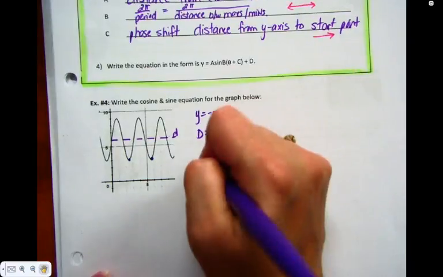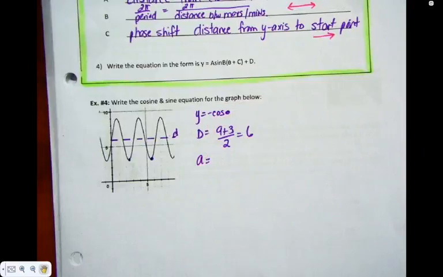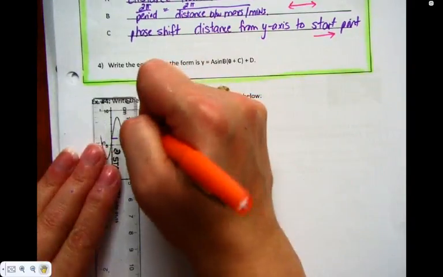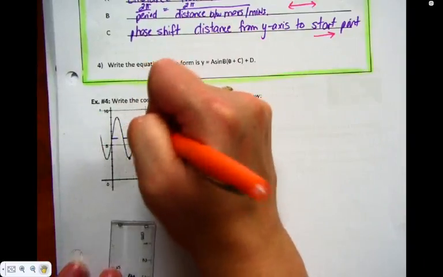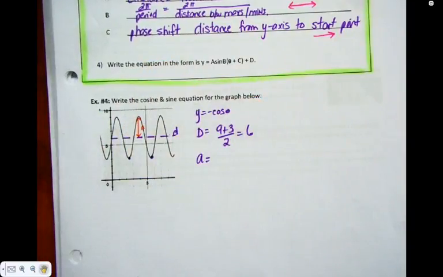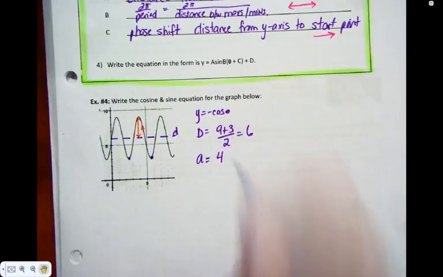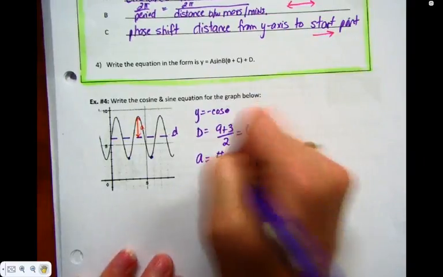I always do A next because A is linked to D. What is A? Well, it's the amplitude. What's the definition of amplitude? Center line to a max, center line to a min. Doesn't matter which one I do. I'm going to pick the middle one just for absolutely no reason. How many units from our center line to our maximum point? Offer of 4. Ooh, correction of 3.